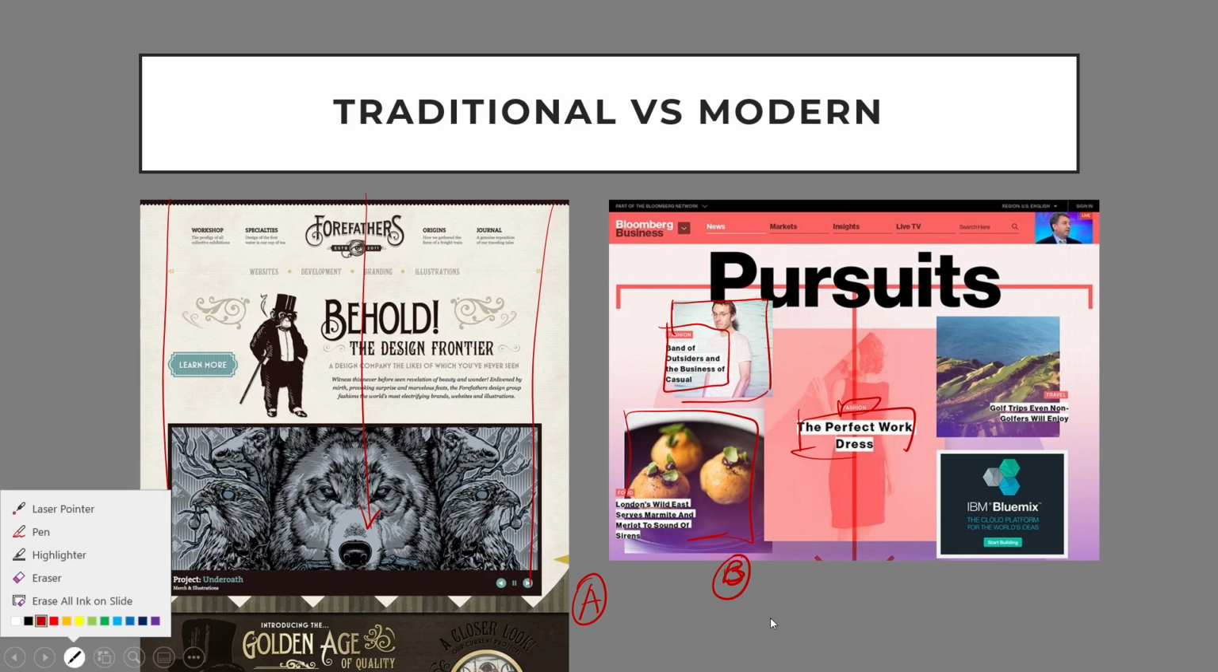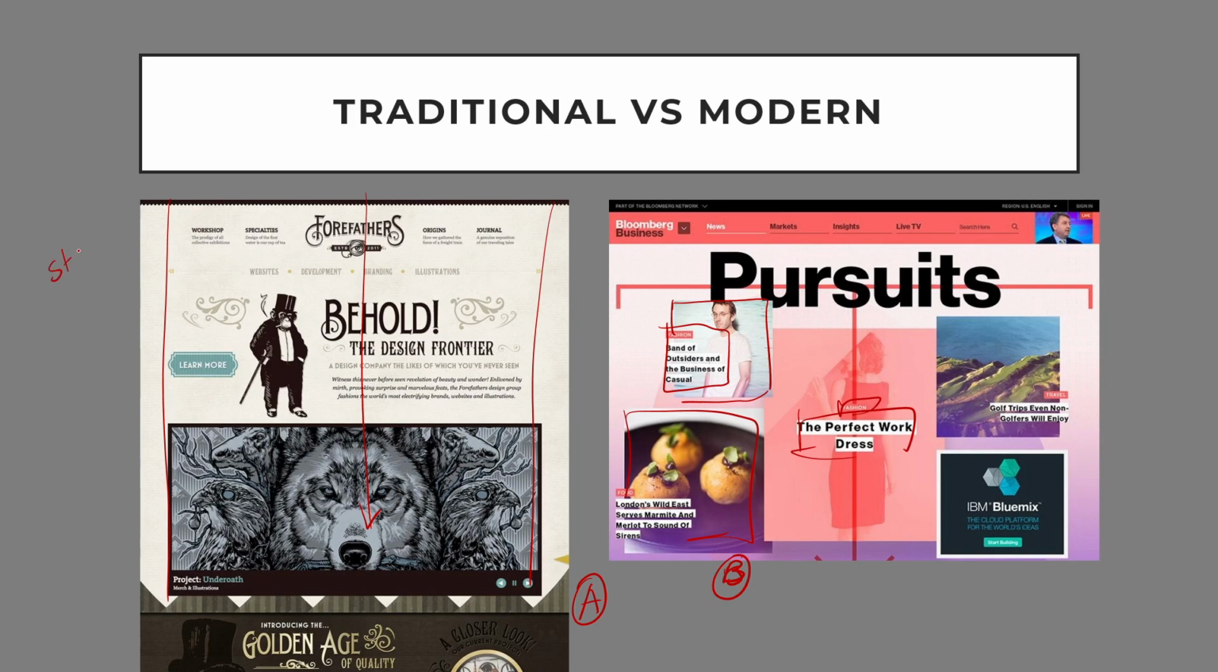That is quite true. Because this one, the composition feels more static, or you can be very specific and say it is middle aligned. Whereas this is a little bit more scattered, or we can call it irregular. So this is composition.